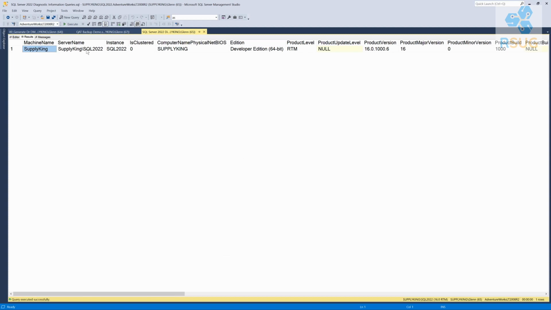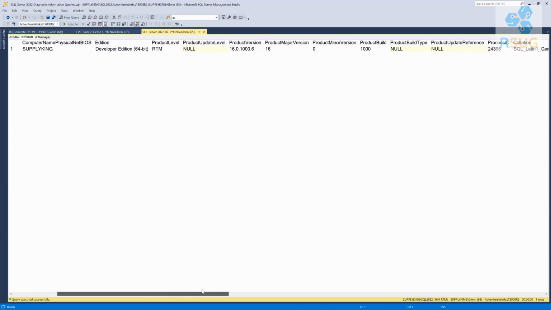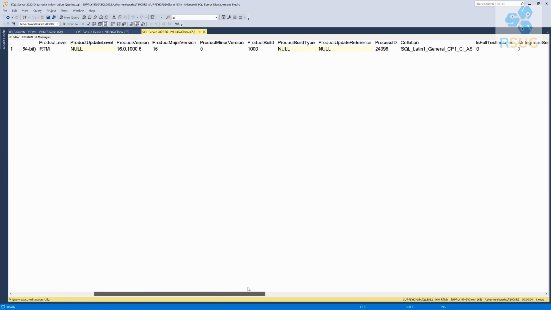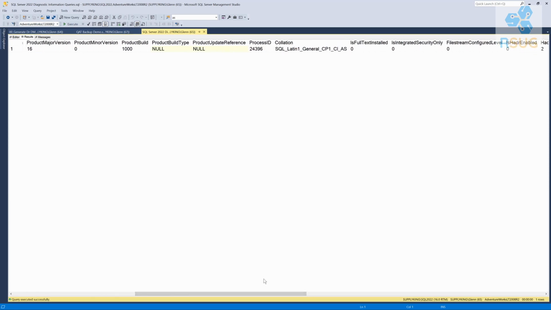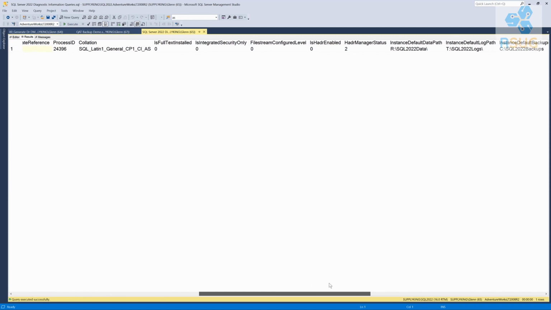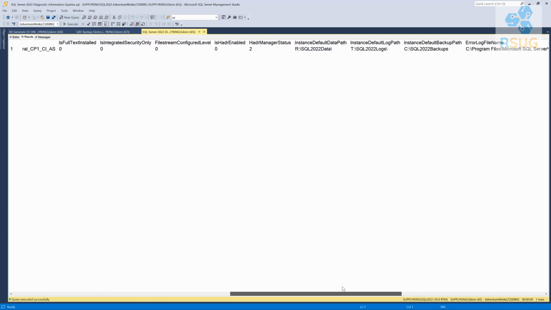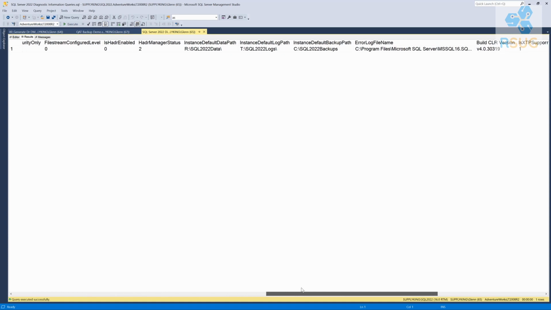So the machine name and the instance name, whether or not it's in a traditional failover cluster. Again, all the information about the edition and the build. You get things like the collation. Is full text search installed or not? What's going on with FILESTREAM? What's going on with AGs? Are they enabled at the instance level? This is kind of useful.